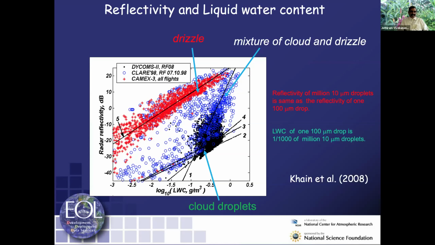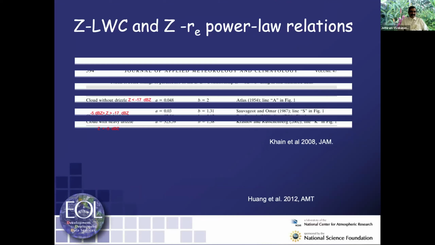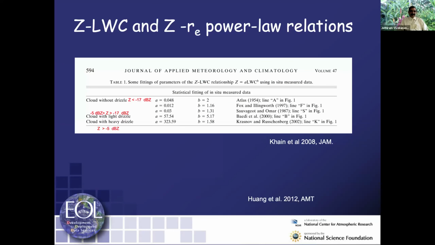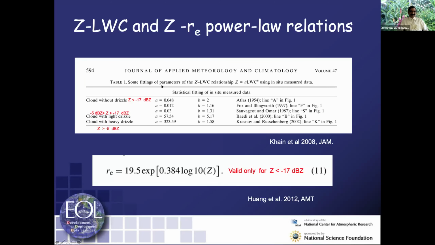Now, what is the current status of this retrieval technique? This is from Kane et al., 2008. They have a lot of power law relations. The top table shows the Z, liquid water content relationship, with the A and the B. Depending upon the cloud, without drizzle, you get one relation. For dBZ values between -5 and -17 dBZ, that's cloud with light drizzle, and there are different relations. Like that, various relations exist from various researchers in the community.